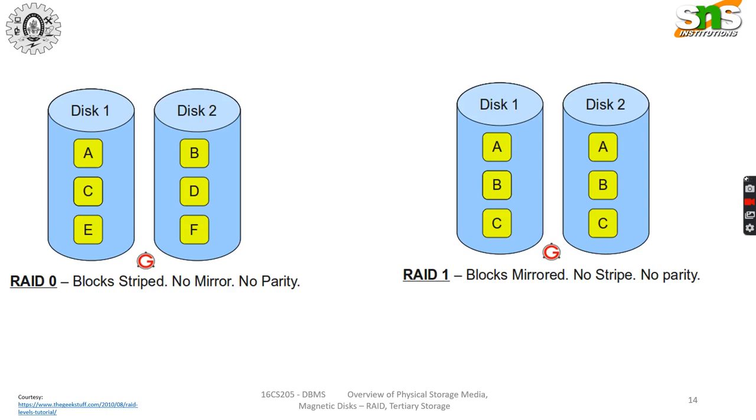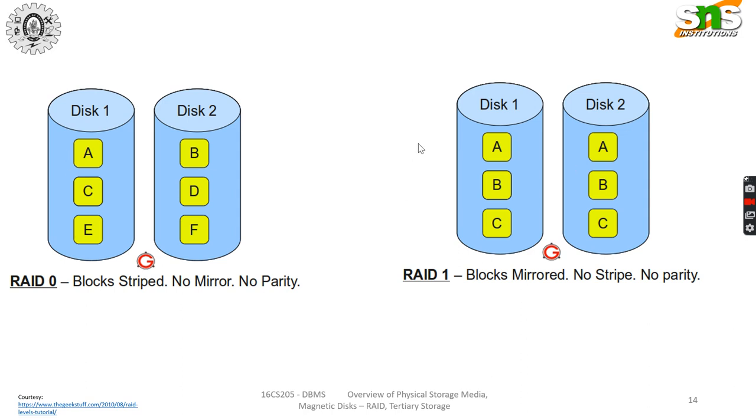RAID is a redundant array of independent disks, which is used for huge storage. And here is RAID level 0, where we need at least two disks. It will not do any block striping, mirroring, or parity activity. It will just store the data as and when it comes.